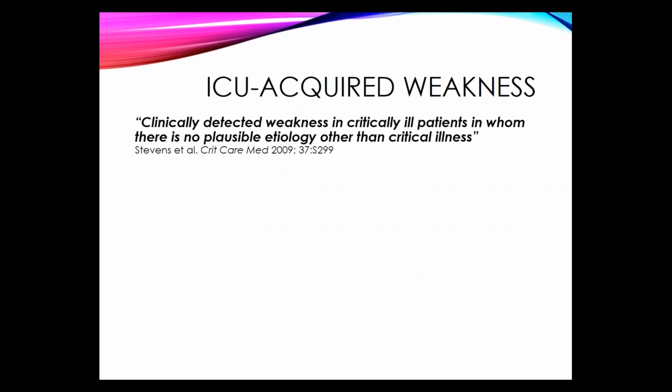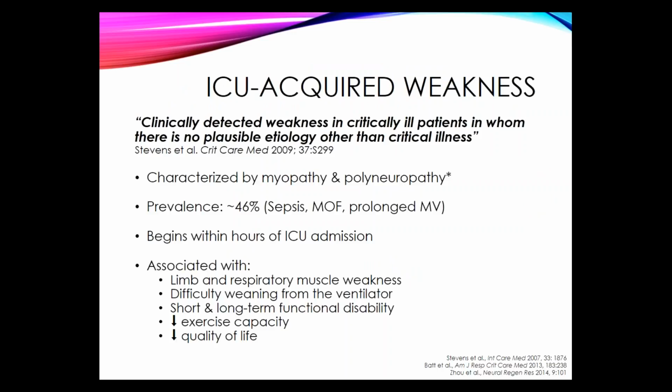So the definition of ICU-acquired weakness is a clinically detected weakness in critically ill patients in whom there is no plausible etiology other than critical illness. Now, not all critically ill patients are affected by ICU-acquired weakness, and risk factors are typically related to a higher severity of illness or individuals who have a prolonged length of stay, or require mechanical ventilation for a longer duration.